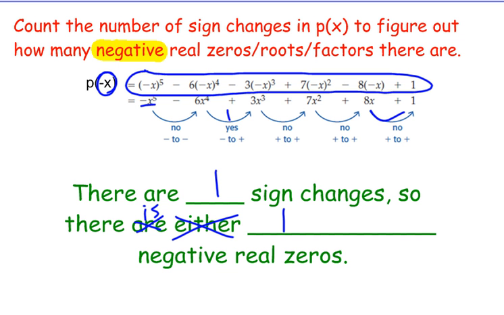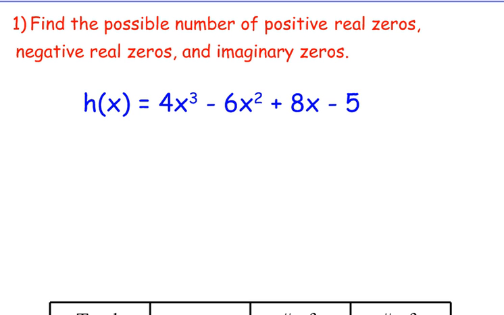Now, when we say negative real zeros or positive real zeros, we mean positive and negative numbers. That's a positive real zero, that's a negative real zero. So that's what we're looking for. Okay? We're just going to practice applying this rule, and then we'll see how it works a little bit more tomorrow, or in our next lesson.